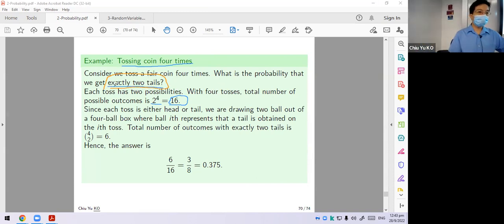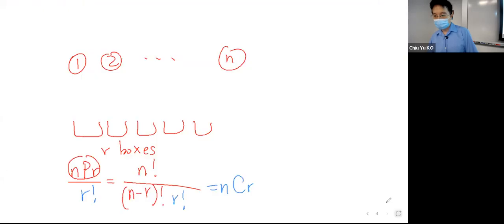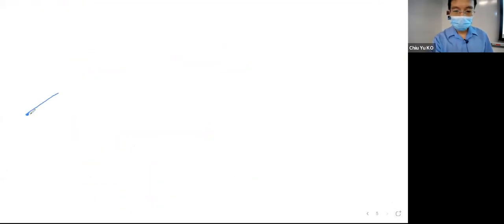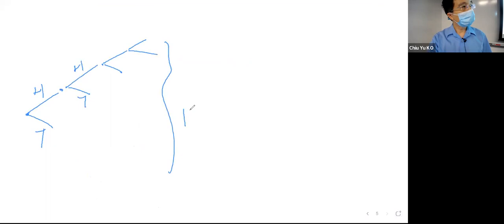Because a tail can appear in the first, the second, the third, or the fourth, and you need 2 of them. Of course you can draw a tree diagram like this. Something you can do in a brute force or naive way is you just start from here: head or tail, second one head or tail, and third and fourth. There are 16, right? Then you just count how many of them have exactly 2 heads or 2 tails. That might be doable if you only have 4 tosses. If you have more than 4, say 10, then I don't think you can draw it.